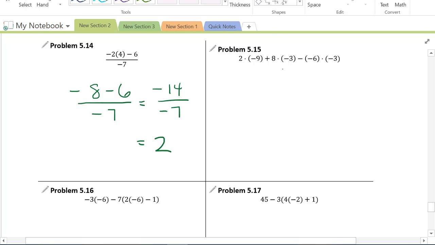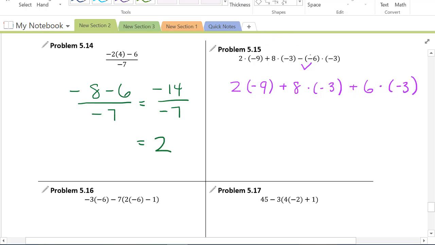So here, you want to do all the parentheses first, right? You see we can't do anything inside any of these parentheses, so we're just going to go left to right. All the multiplications first, before we add and subtract. Well, first thing we should do is there's a negative and a negative here, right? So technically, the first thing we should do is turn them to positive. So let's rewrite everything. We're going to have 2 times -9 plus 8 times -3, and then the negative negative turns into positive, so it's going to be plus 6 times -3.